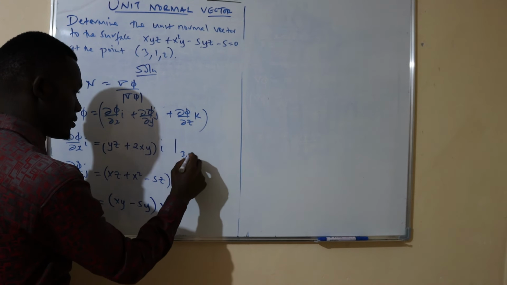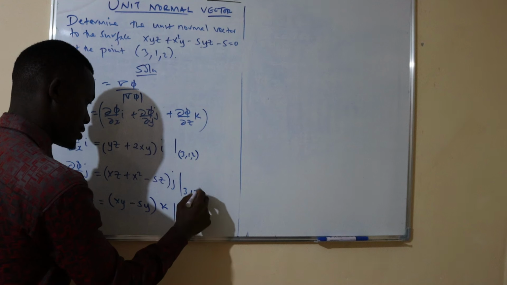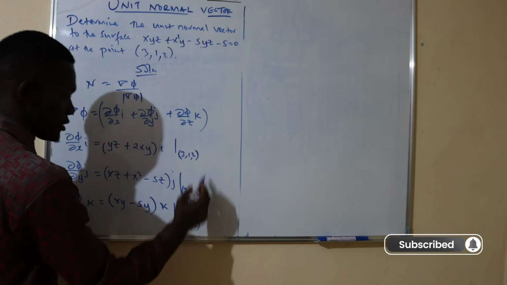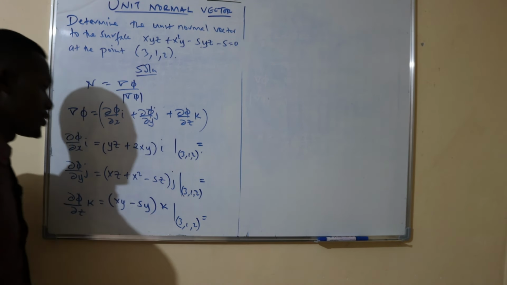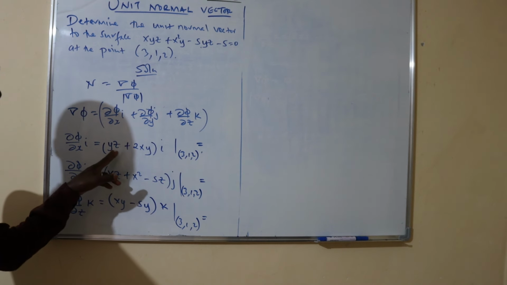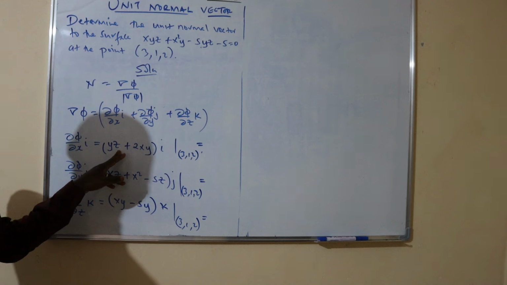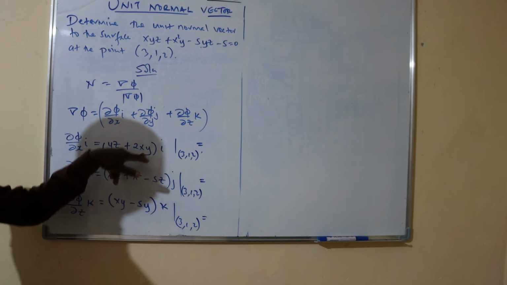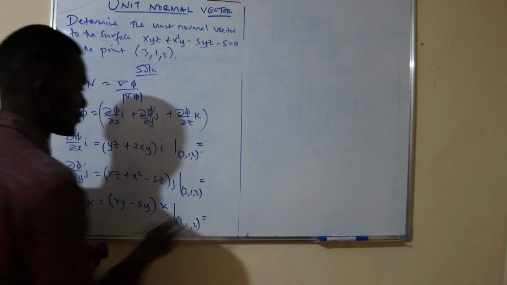Now at point 3, 1, 2, what will we have as the outcome? So our y is 1. 1 times 2 is 2. Then we have 2 times 3 is 6. 6 times 1 is 6. So 6 and 2 gives you 8i.